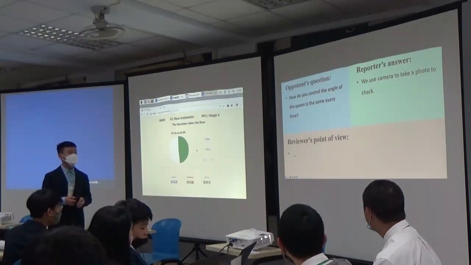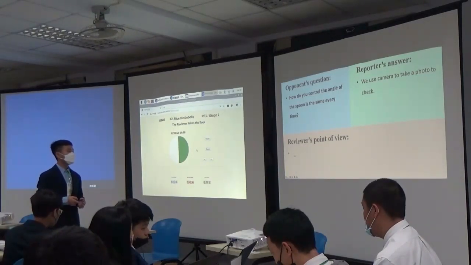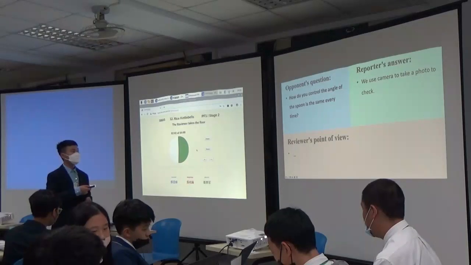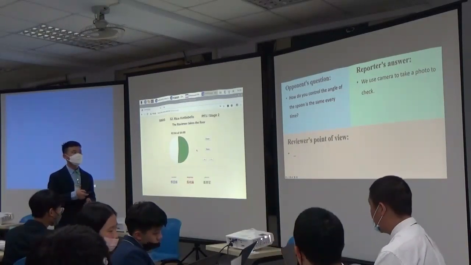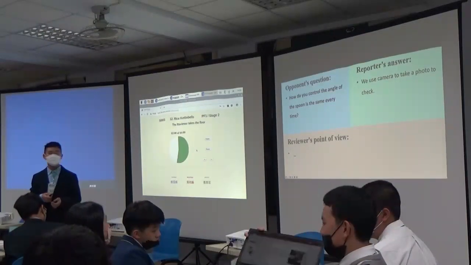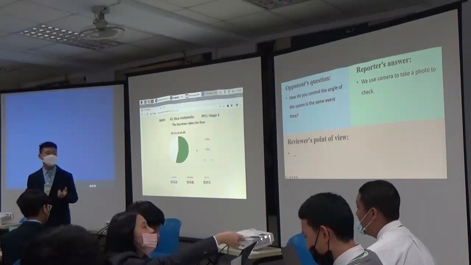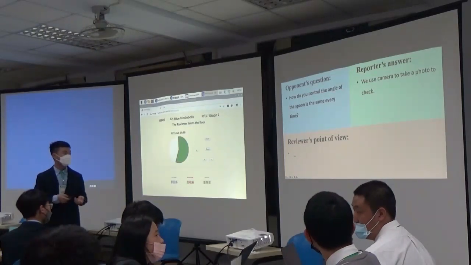Okay, the next question the opponent asks is about the method they use to control the angle of the spoon so it is the same every time. The reporter says they use a camera to take a photo, but I have some questions about how they take a photo in the rice pile.